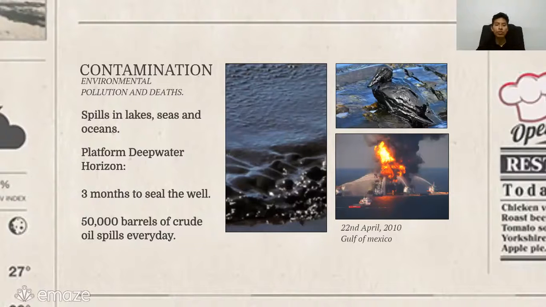It took 3 months to seal the well Macondo, where 50,000 barrels of crude oil came out every day for 3 months. It is considered the worst accidental spill in the world, leaving 11 deaths because of the explosion and an extension of 140,000 kilometers contaminated. One effect of the explosion was the destruction of aquatic flora and fauna for the lack of sunlight, preventing photosynthesis.